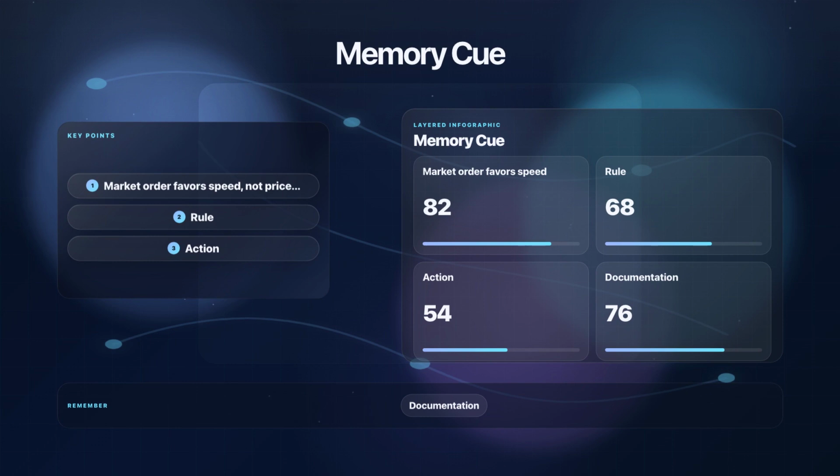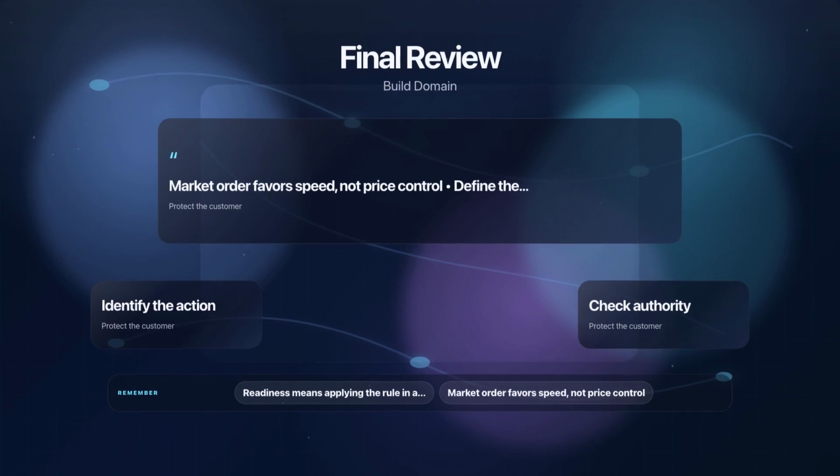Use this memory cue. Market order favors speed, not price control. A cue is not a replacement for understanding, but it helps you recover the logic quickly. When the exam pressure rises, use the cue to identify the rule, the action, the customer impact, and the most compliant next step.